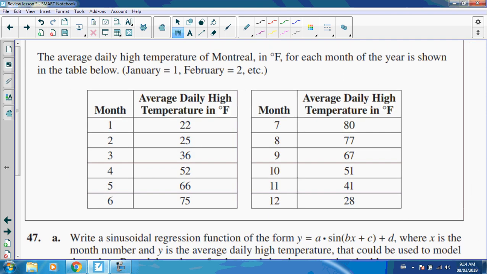Okay, next one. The average daily high temperature of Montreal in degrees Fahrenheit for each month of the year is shown in the table below. January is month number 1, that makes sense. February is 2, and so on, going up to December over here. So when we see a table like this, we're probably doing a regression.